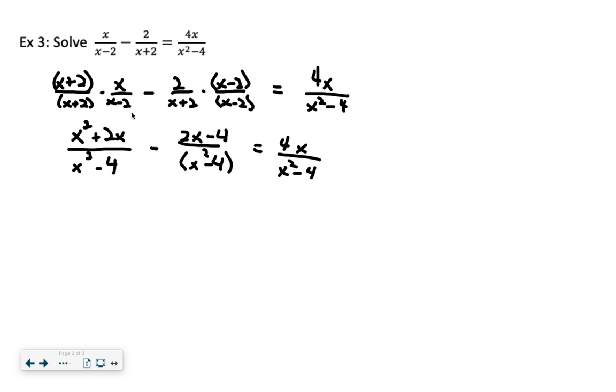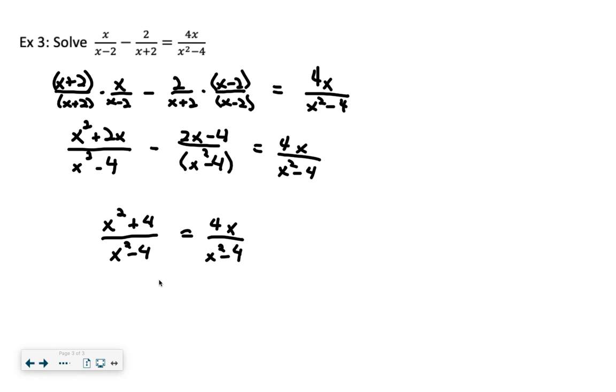So then, combining like terms here, since I've got common denominators, I will have x squared, then 2x minus 2x cancels out, and then I will just have minus -4. So that would be plus 4 over x squared minus 4 equals 4x over x squared minus 4. Now be careful, even though these two things over here look very similar, I can't cancel anything out. And I can't cancel out terms that are being added or subtracted.